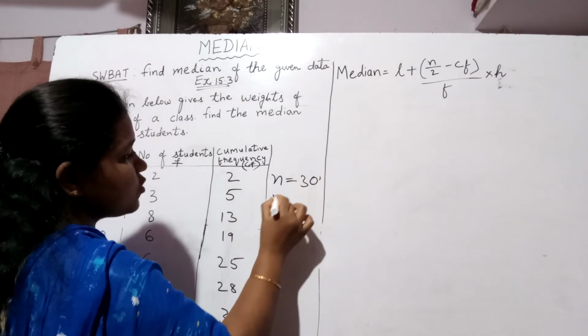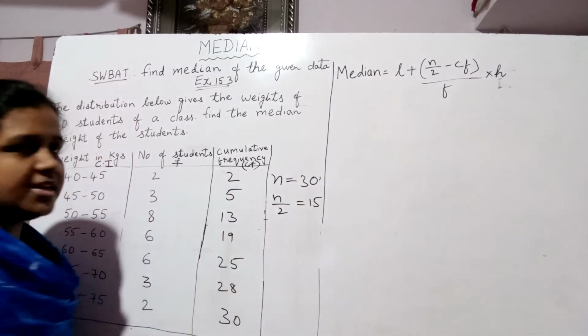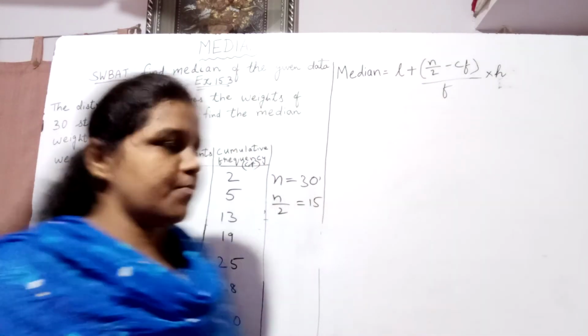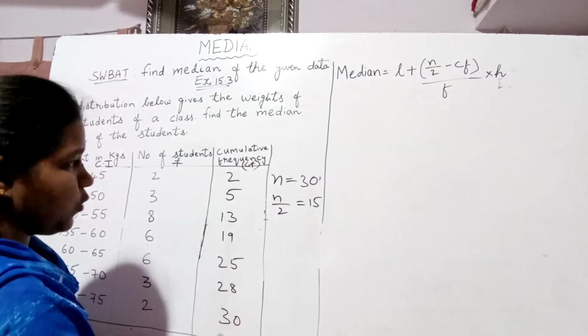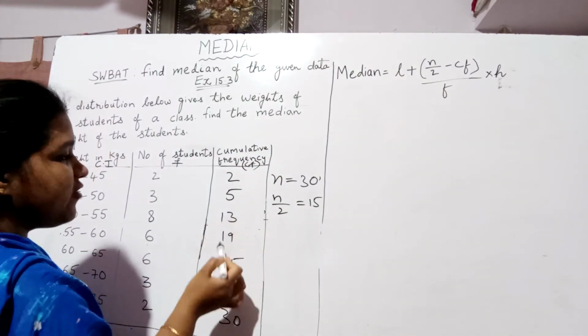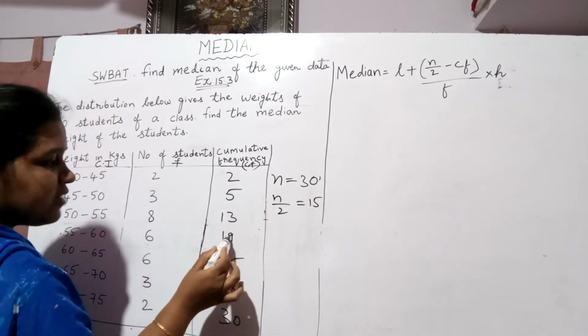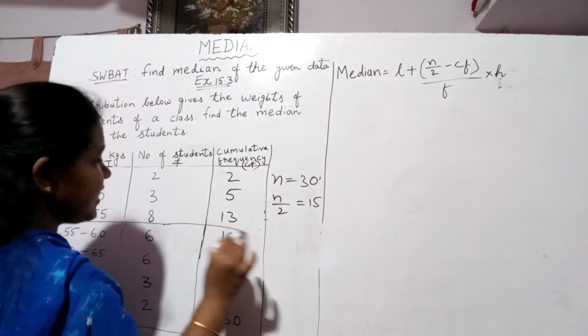Then you have to find out what is N by 2. That is 15. Why do we do N by 2? Median is the value which divides the entire data into 2 equal parts. Now you have to find out where this 15 is in the cumulative frequency. If you don't have 15, you have to look for the value which is greater than 15. So greater than 15 is 19 in the cumulative frequency. So this is called the median class.